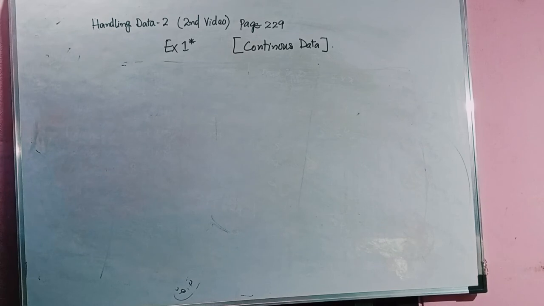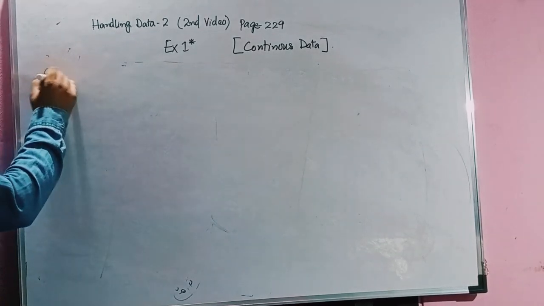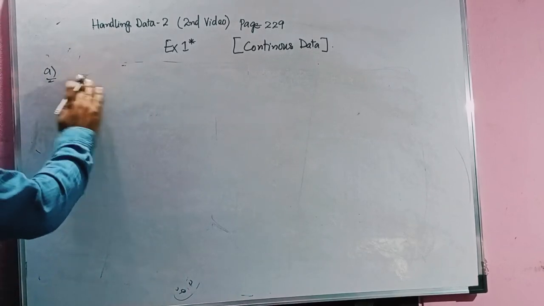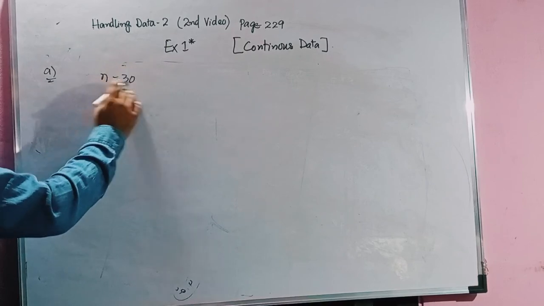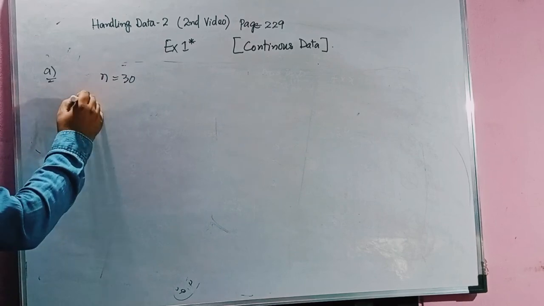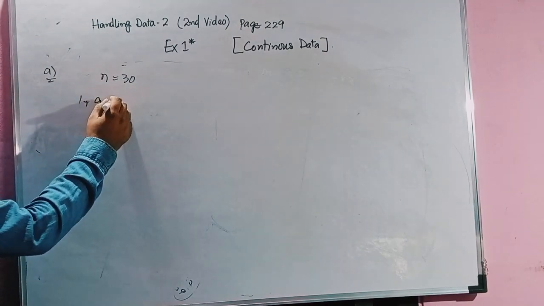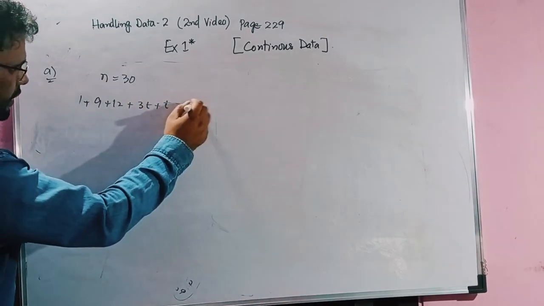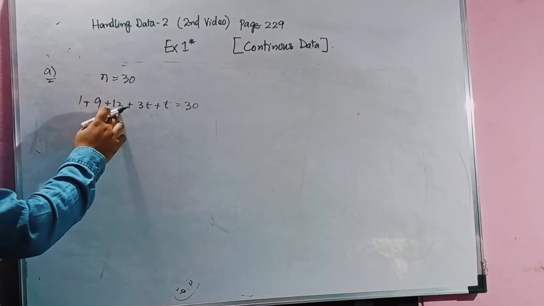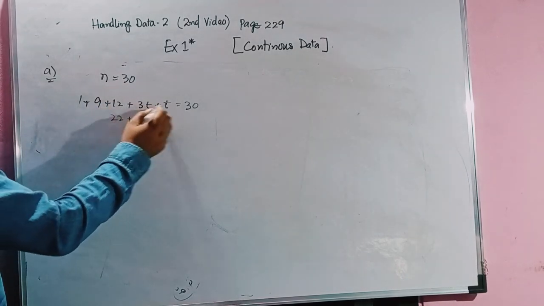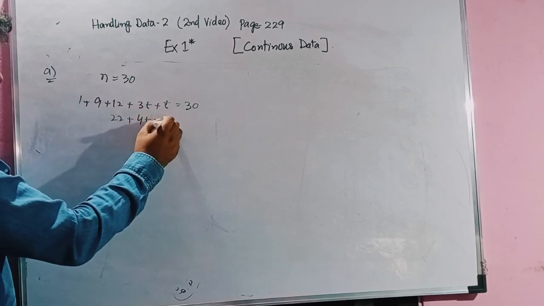So what do we need to find? First we need to find the value of t. How to find the value of t? Here the value of n, the total number of frequencies, should be 30. That means n is equal to 30. So I can write directly 1 plus 9 plus 12 plus 3t plus t is equal to 30. 1 plus 9 is 10, 10 plus 12 is 22. 22 plus 3t plus t is 4t is equal to 30.